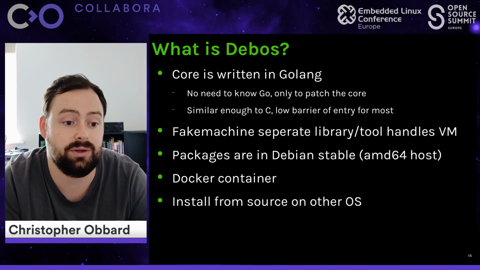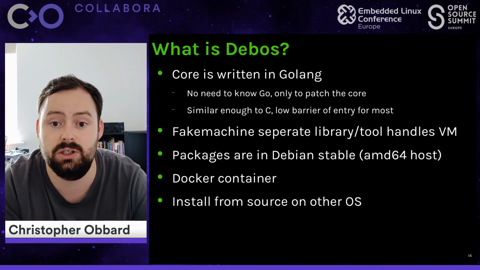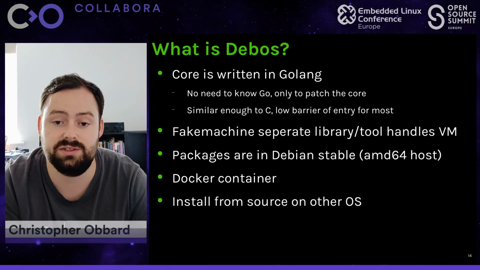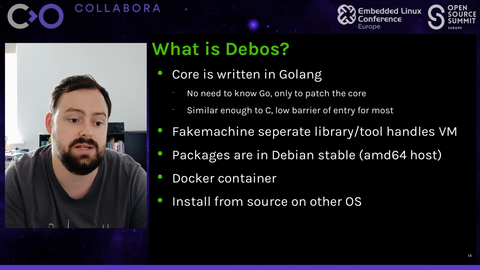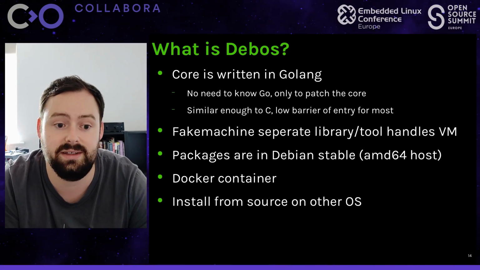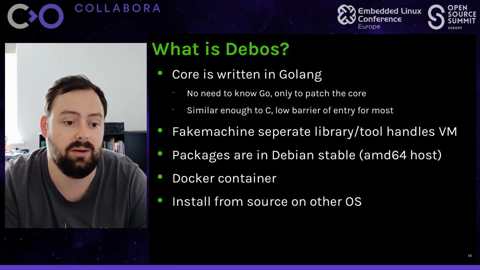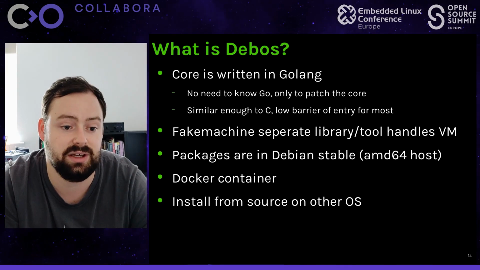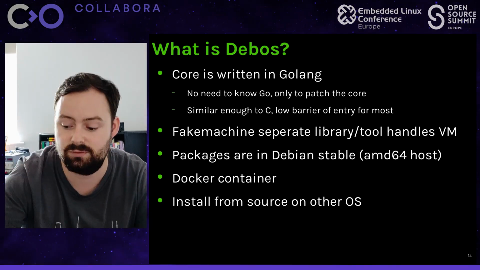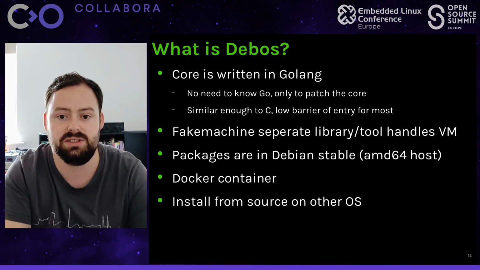There's a separate library called Fake Machine, which handles the virtual machine, and that abstracts all the virtual machine stuff into a separate place. So Debos kind of runs on top of that. Debos and Fake Machine are in Debian stable, testing and sid, so you can download those for your AMD64 host and run them on your Debian system.